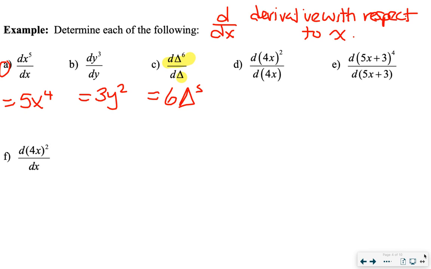Okay, so derivative of 4x all squared with respect to 4x. Right, so I'm not going to use the product rule in this case. Because I'm taking it with respect to 4x, I can just use my power rule. And I'm going to get 2 times 4x to the exponent 1. Right, I'm taking it with respect to the 4x. Right? Similarly with e, with respect to that 5x plus 3. So I can just use my product rule.